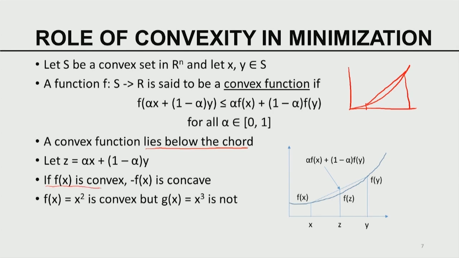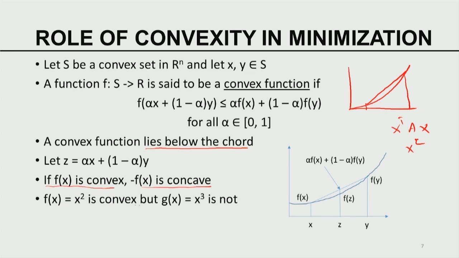If f of x is convex, minus f of x is called concave. So how would I imagine a convex function? f of x equal to x transpose x is a typical example of a convex function. X square is a typical example of a convex function. Concave functions are for maximum, convex functions for minimum. Maximum and minimum are duals of each other. Concave functions and convex functions are duals of each other. So within the context of minimization, we are generally interested in convex functions and convex sets.